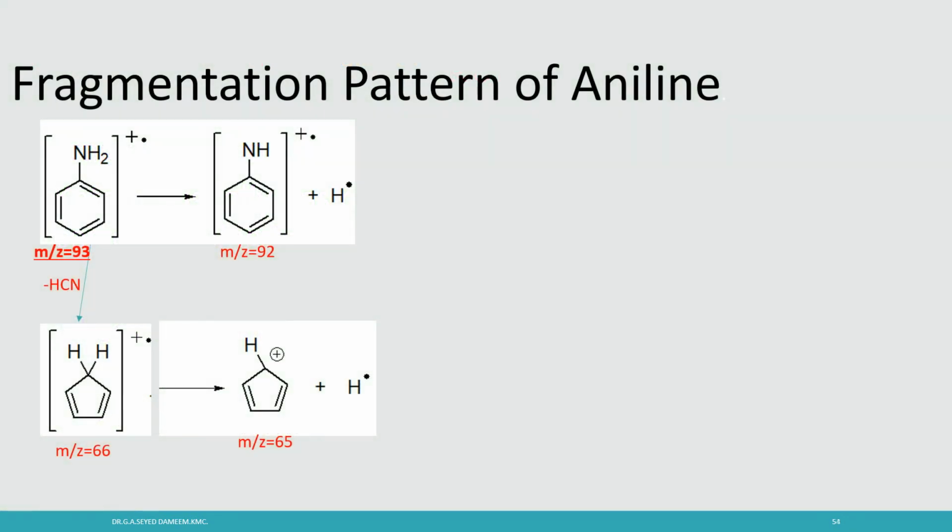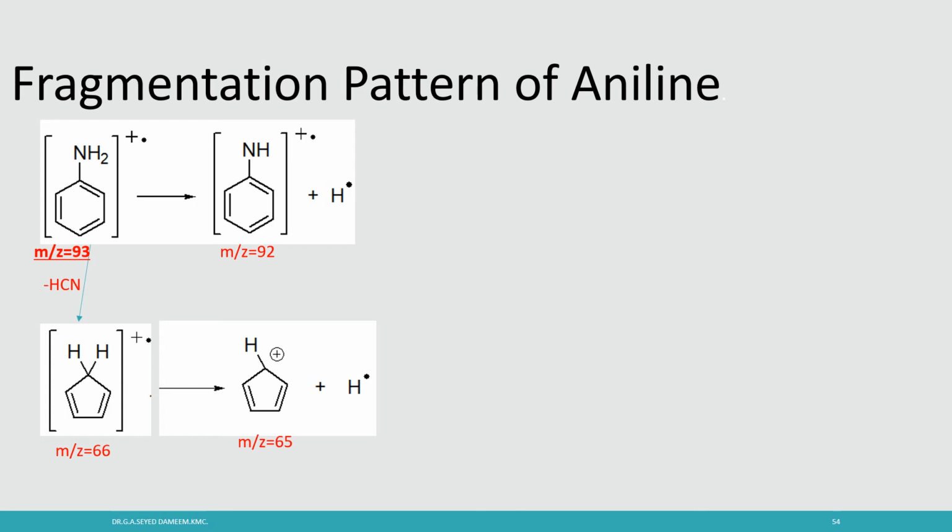This slide shows the fragmentation pattern of a specific example, aniline. The aniline molecule gives a molecular ion with m/z 93, and after its formation it eliminates an H dot, forming another ion, C6H5NH+ dot with m/z 92. The molecular ion may also lose a molecule of HCN, forming an ion, C5H6+ dot with m/z 66, and from this ion loss of an H dot forms C5H5+ with m/z 65.